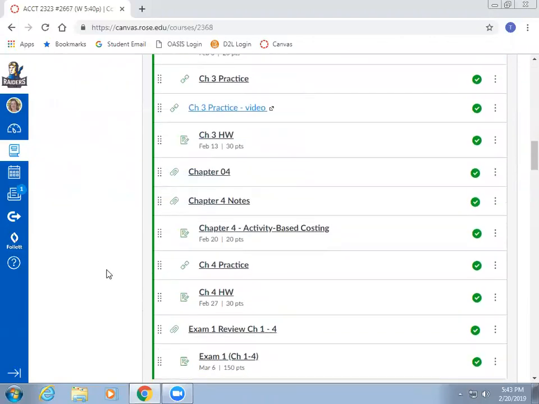All right, well, we are moving into chapter 4. So we are dealing with overhead costs and allocating overhead costs, and furthermore going into activity-based costing. So again, if you are out on Canvas, you should be able to click that chapter 4 practice link.